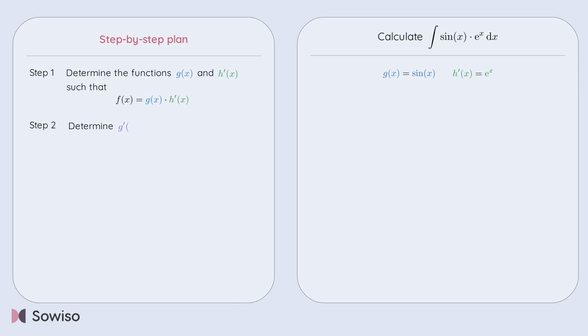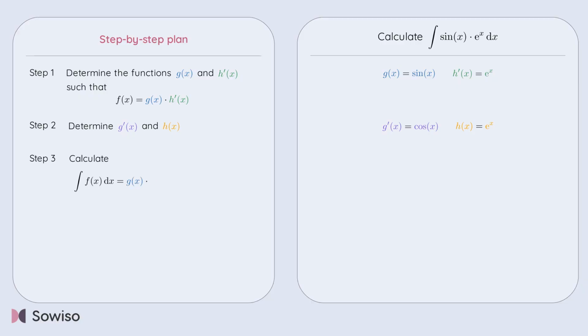Step 2. Determine g prime of x and h of x. To find g prime, we differentiate g. The derivative of sine of x is cosine of x. We calculate h by integrating h prime. The antiderivative of e to the power of x is the function itself.